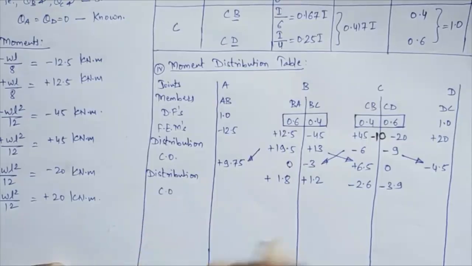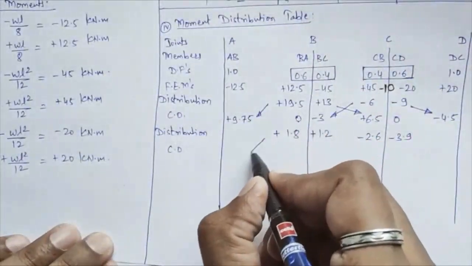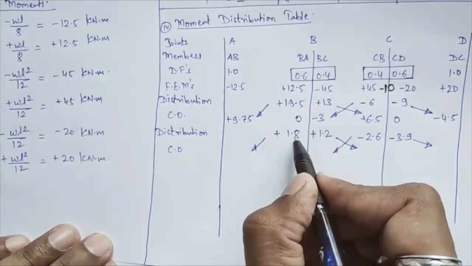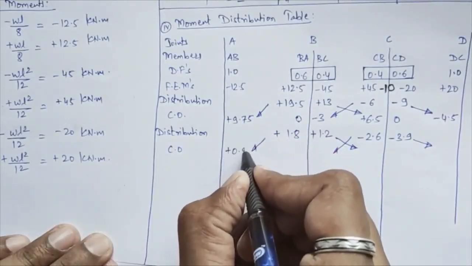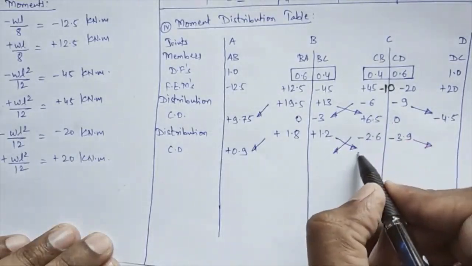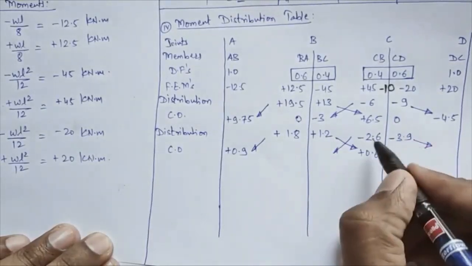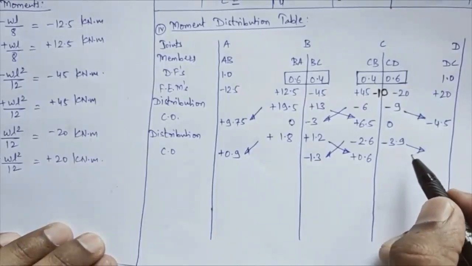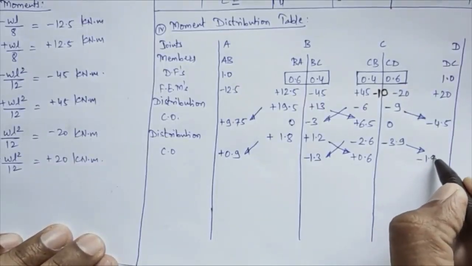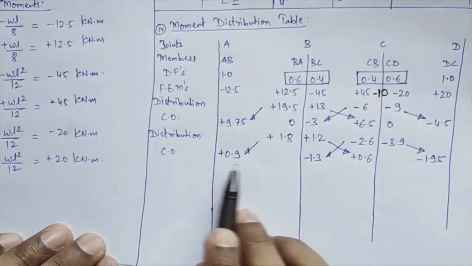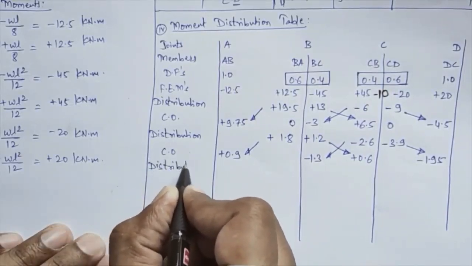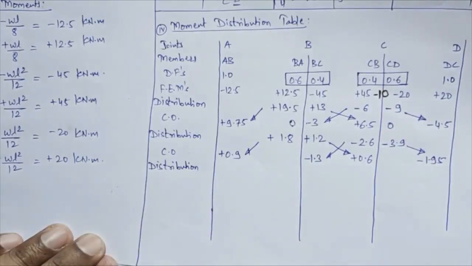After that, we do the carry over, the same cycle you have to repeat. So half of 1.8 will come equal to 0.9, next half of 1.2 will come equal to 0.6, half of 2.6 comes equal to minus 1.3, and half of 3.9 comes equal to minus 1.95. So you are not getting the answers at 0 point, so we'll again do the distribution. The more cycles you perform, the more your precision increases for getting the correct answers.